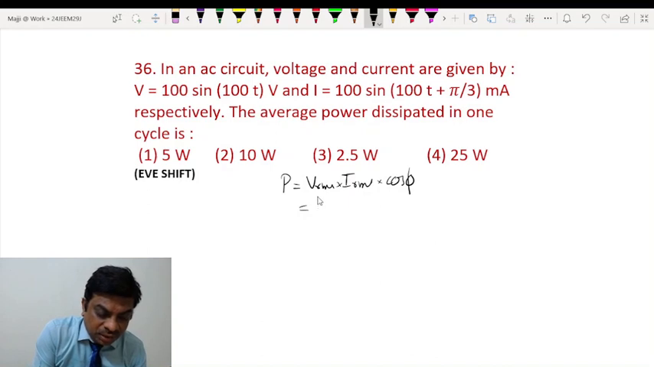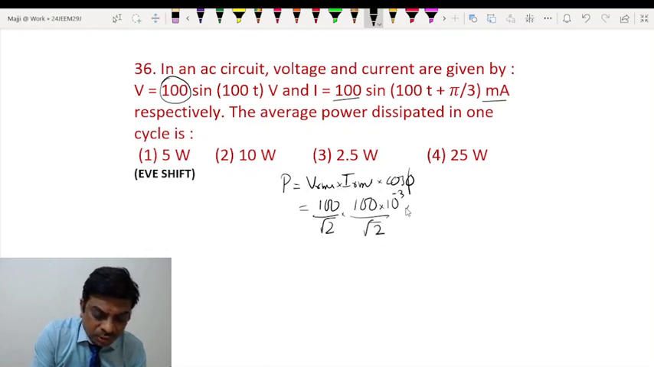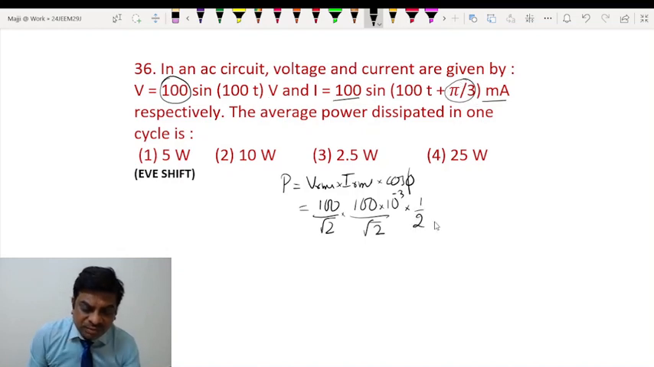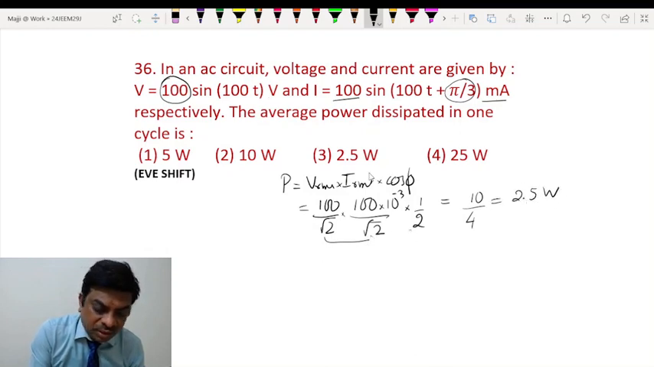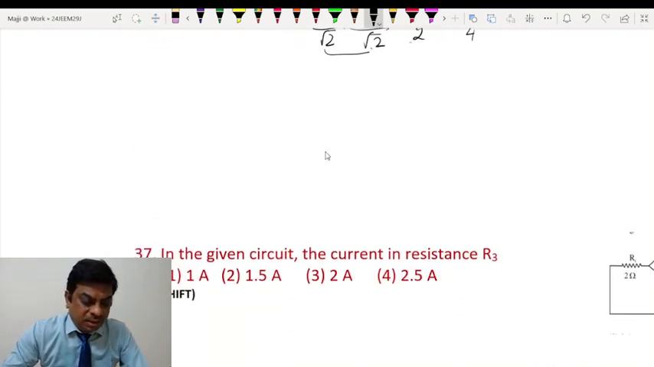So here you can see Vrms, this voltage is the peak voltage. So peak value by root 2 in volt. Then current is 100 milliampere, so this is the peak value. So RMS value will be 100 milliampere upon root 2. Okay, students. And you can see the phase difference between current and voltage is 60 degrees. So cos 60 degrees is half. So this should give you the full and final answer. So finally we have 10 by 4 because root 2 into root 2 is 2, 2 into 2 is 4. So 2.5 watt is the power dissipated in the circuit.